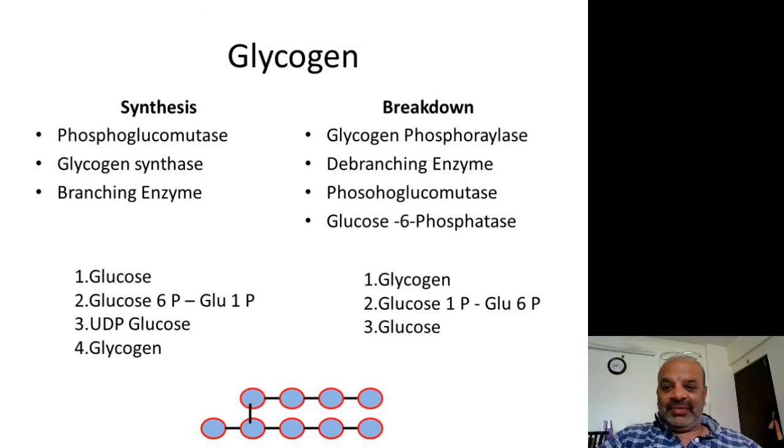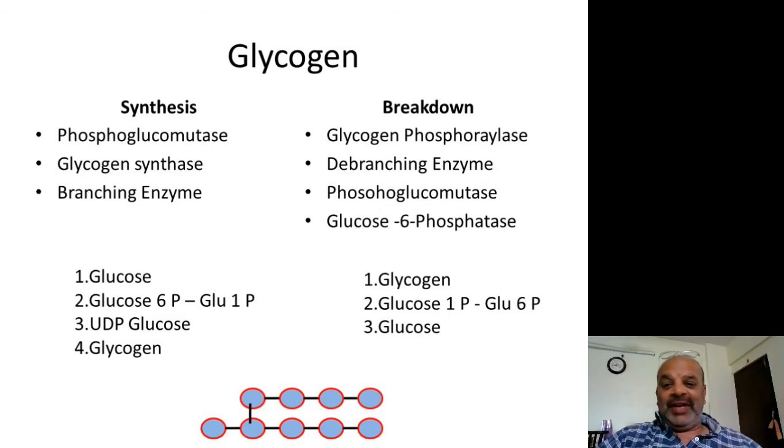You start your glycogen synthesis with a glucose molecule. You convert this glucose to glucose 6 phosphate, and then with the help of phosphoglucomutase, you convert it into glucose 1 phosphate. UDP glucose acts as a carrier for you. Every time you need a free glucose, UDP glucose is going to bring the glucose for you. And that is how you slowly go on making a glycogen molecule.